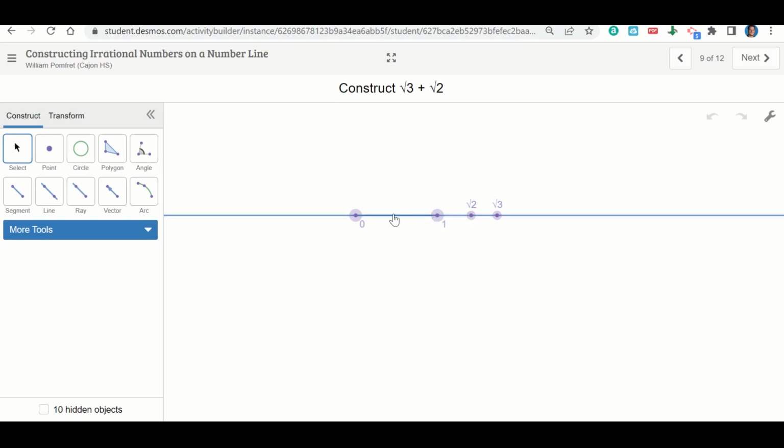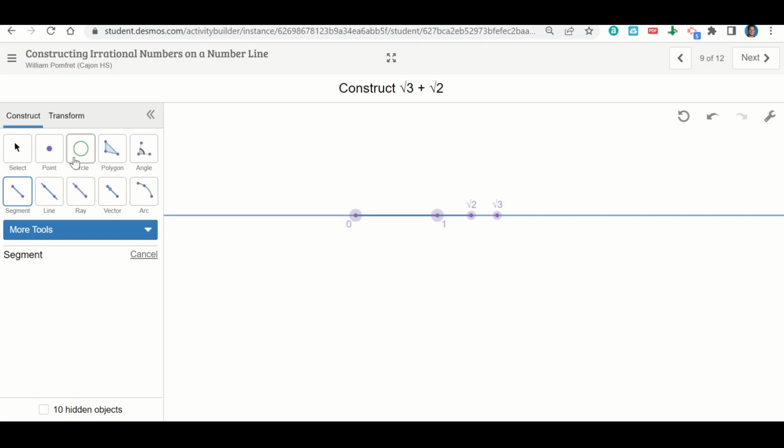So what we're going to do from there is create a segment that goes from 0 to square root of 2. So that will give me a radius. Now, if I can copy this distance over to the other side of square root of 3 over here, then that should add them together. So let's go ahead and do that.